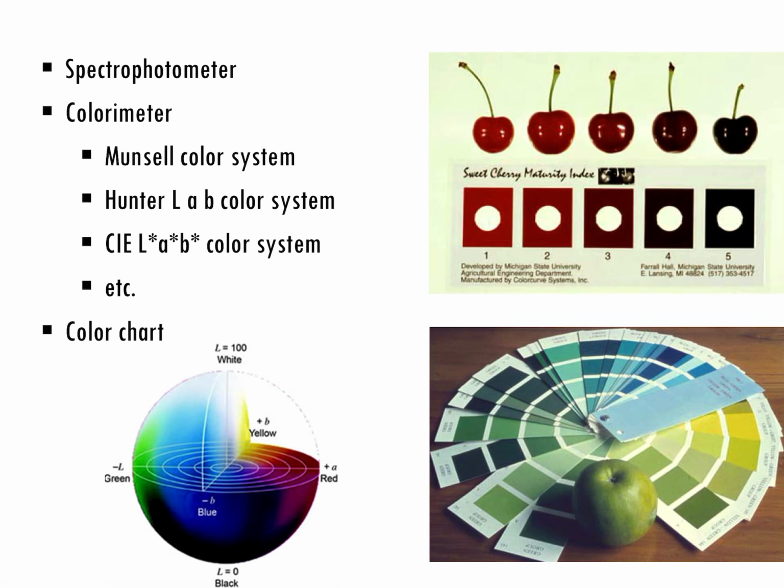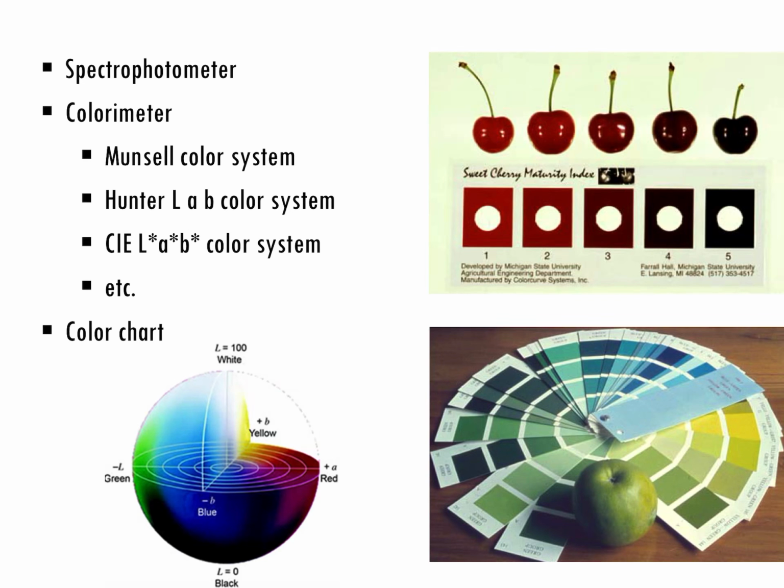On the screen are the methods commonly used to measure the color of foods. The easiest and cheapest one is to use the color plate or the color chart. From the cherries example, we have a paper with a hole in the middle to compare the color on the peel of the cherries with the color on the standard paper, and it can divide the cherries into 5 grades.